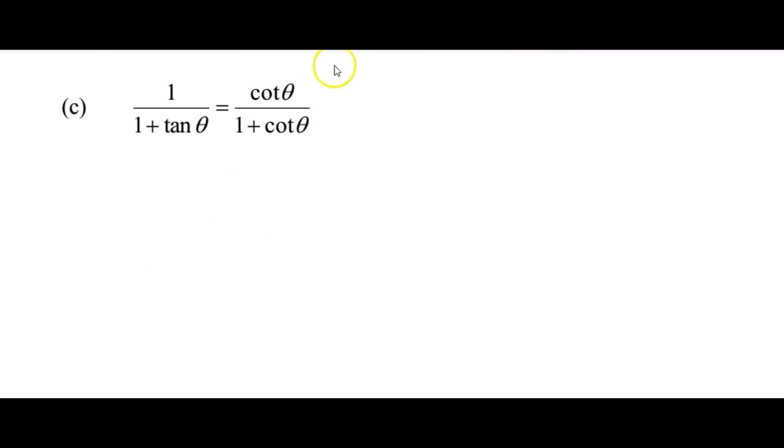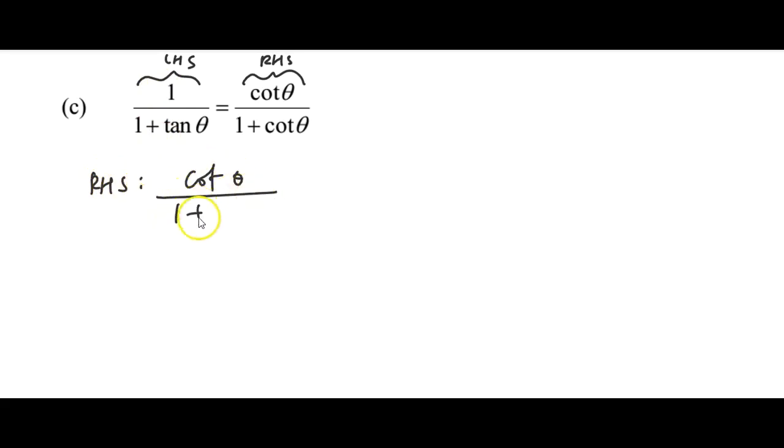For this example, I'm going to prove from the right side to the left side, where this is the LHS, left hand side, and this side will be the right hand side. What I can see is that the right hand side contains cotangent. So the cotangent I can convert into 1 over tangent and then simplify. Hopefully it can become 1 over 1 plus tangent, the same as the left hand side. So start from the right hand side, I have cotangent theta over 1 plus cotangent theta. Cotangent theta converted into 1 over tangent. I have this.